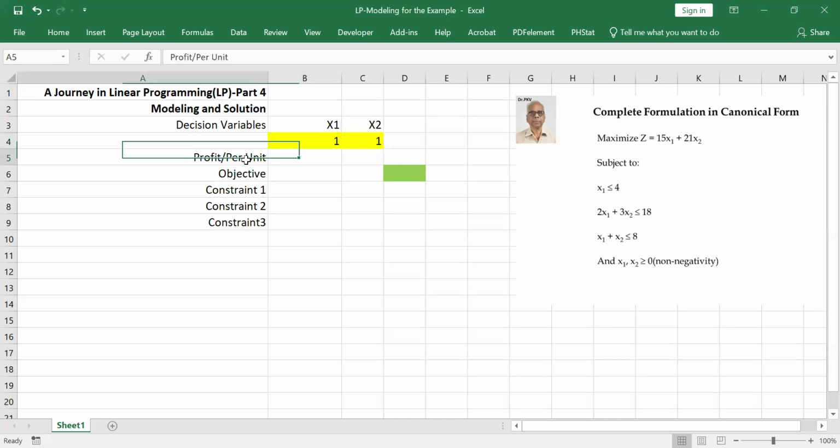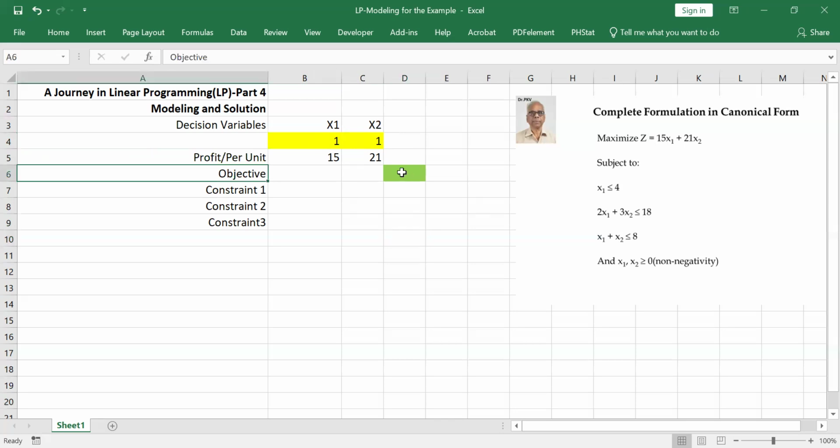Then I write here profit per unit, the coefficients first, 15 and 21. So 15x1 plus 21x2. $15 is the profit per unit of product 1, and $21 is the profit per unit of product 2.